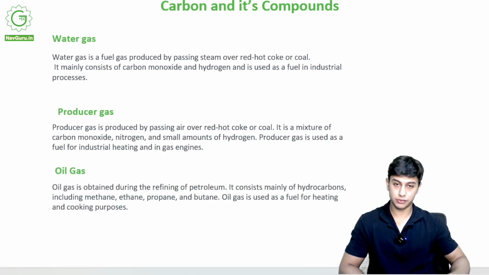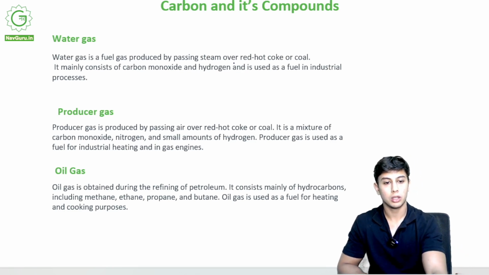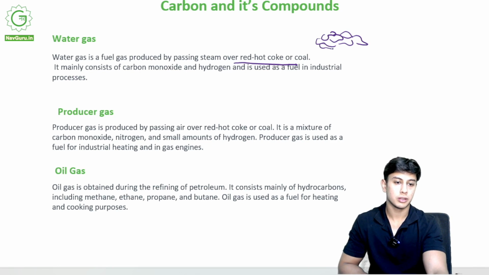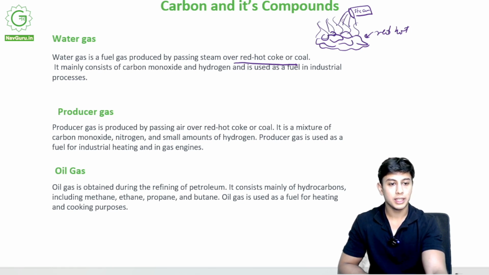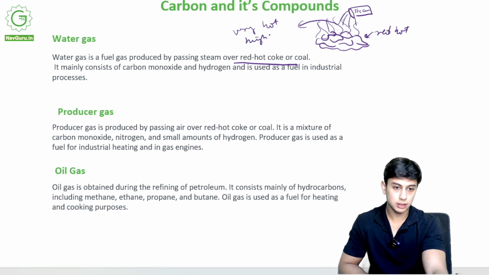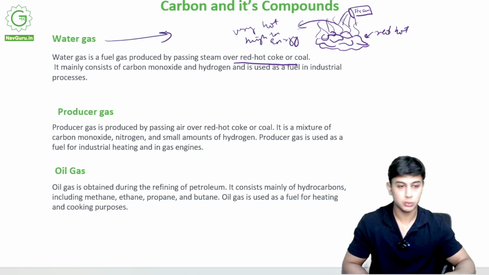Water gas. Water gas is a fuel gas produced by passing steam over red hot coke or coal. Supposedly there was some coal over here, consider it a pile of coal and it is red hot. I take a container having steam and pour that steam all over this. This will burn, and this will be very high in energy, this gas, and this is water gas.